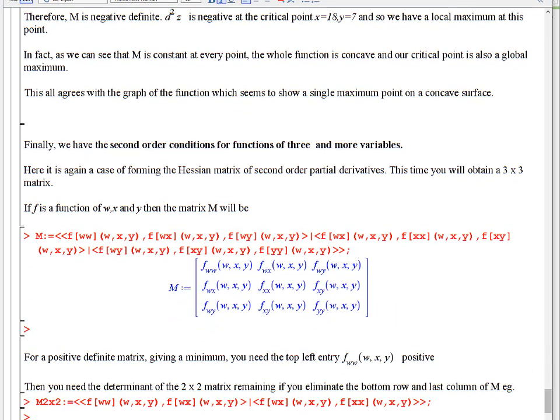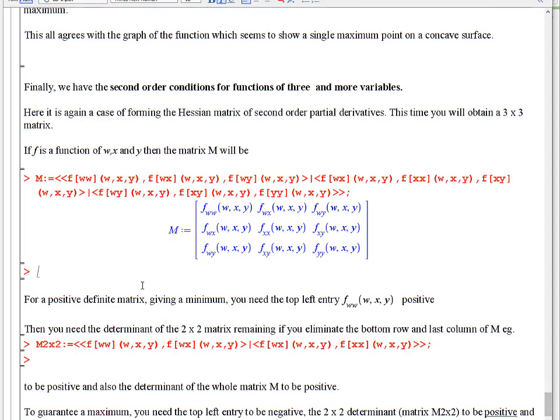So for this, for a positive definite matrix, so it's going to be a minimum, that's going to be positive. And then, I can't shade it, but the 2 by 2 matrix you get if you eliminate the bottom row and the right hand column, so just ww, wx, wx, and xx. This has got to have a positive determinant, and then the whole thing has got to have a positive determinant. So if it's positive determinant, then the whole thing is positive definite, so you have a minimum.